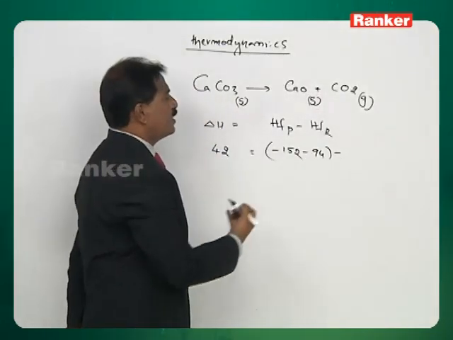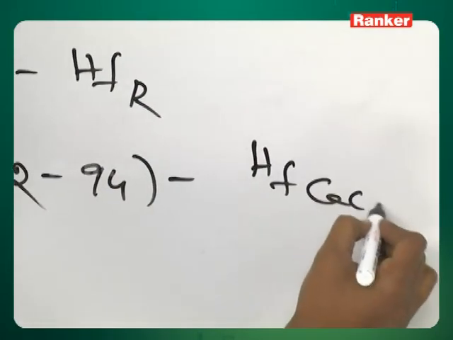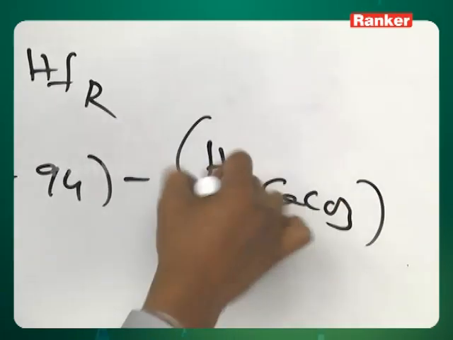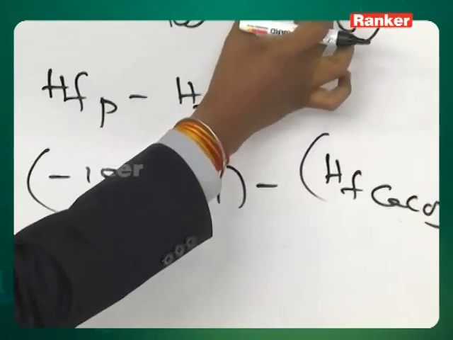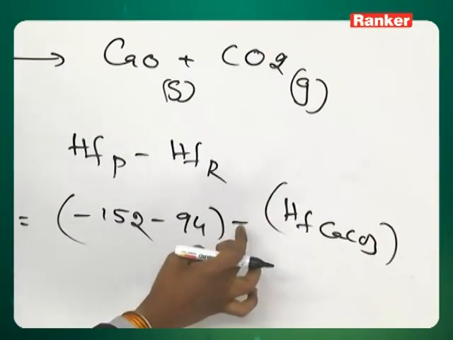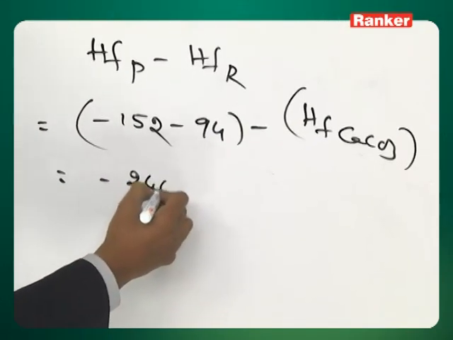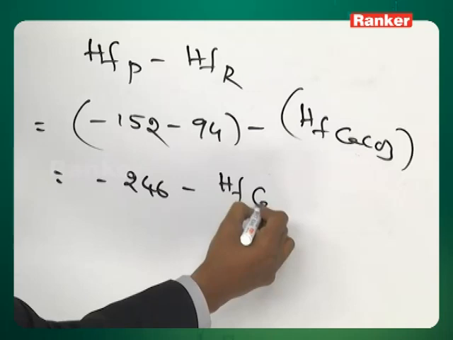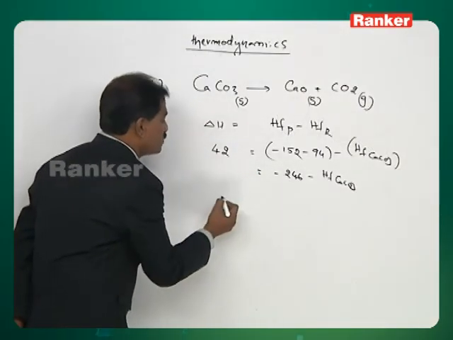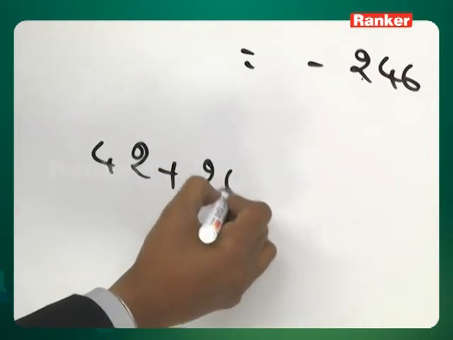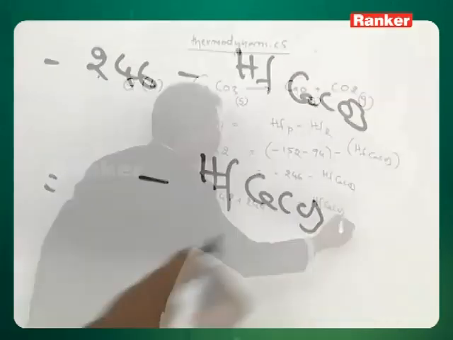Next, the enthalpy of the reactant, CaCO3. So the enthalpy of formation of calcium oxide is minus 152, the enthalpy of formation of CO2 is minus 94, minus the enthalpy of formation of the CaCO3. Therefore, this is minus 246 minus the enthalpy of formation of the CaCO3. You bring minus 246 to this side, so 42 plus 246 is equal to minus the enthalpy of formation of the CaCO3.